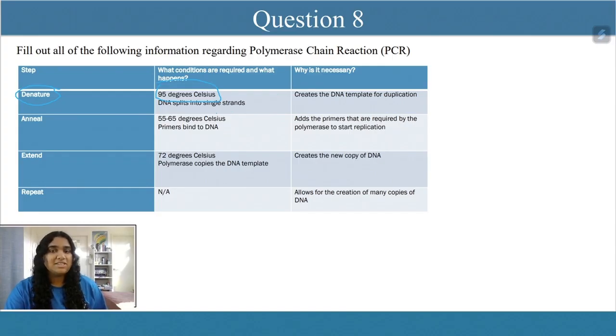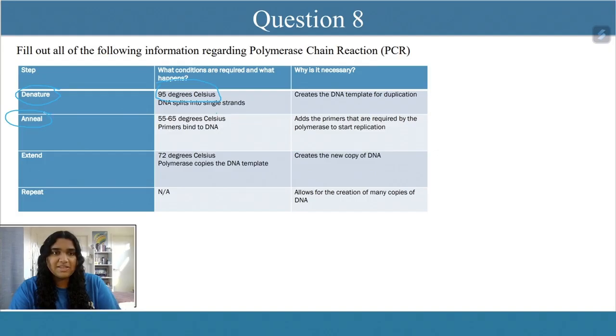The reason why this is necessary is it causes the original copy of the target gene to split into 2 templates that can then be replicated into additional copies. Remember, the whole purpose of PCR is to rapidly create multiple copies of DNA. So splitting the DNA into single strands makes a template for duplication of the target gene.